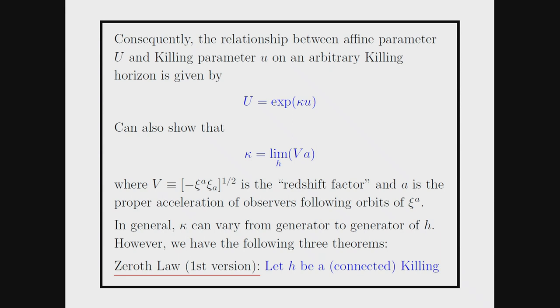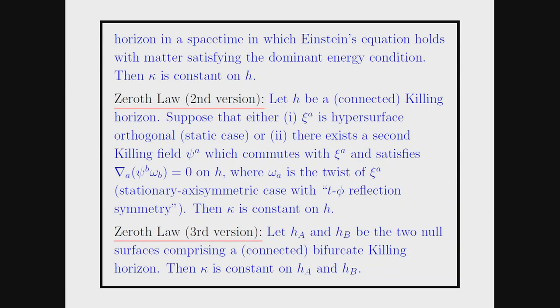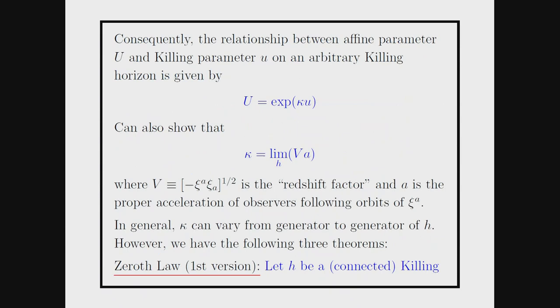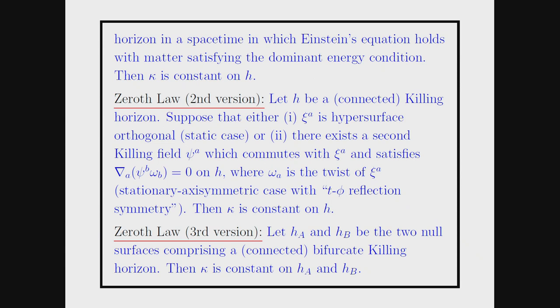So there are, in fact, three separate independent results that talk about the constancy of the surface gravity on the horizon. The first one is that if you have any Killing horizon at all in a space-time where you have Einstein's equation with the dominant energy condition, which is a stronger energy condition than the null energy condition.